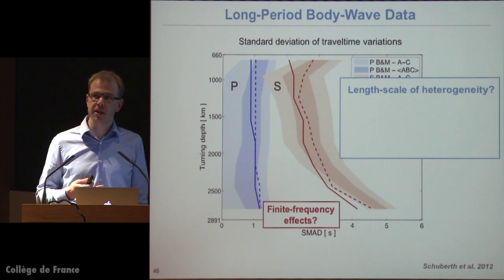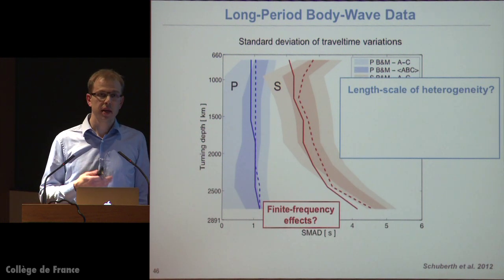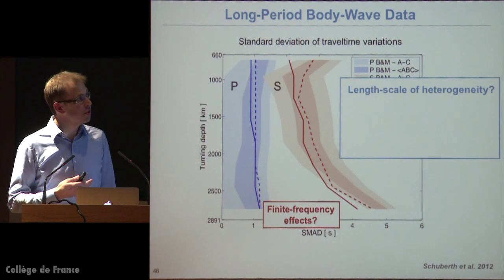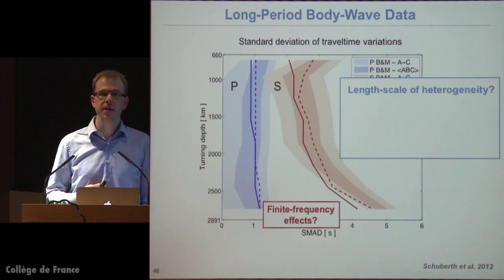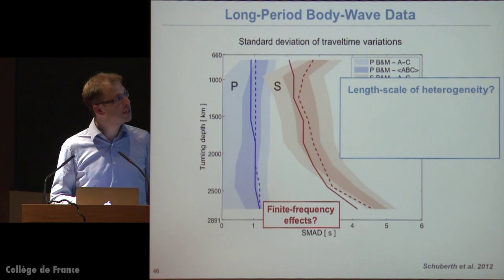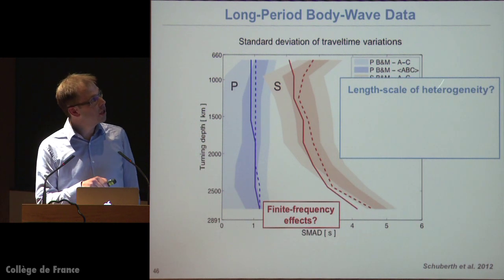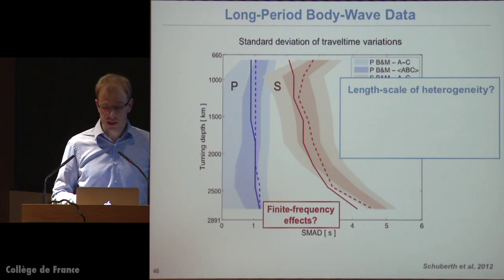If we speak about finite frequency effects, we have to think about the length scale of heterogeneity. It means that in our model, the length scale of heterogeneity is probably close to realistic. As I said, we resolve the thermal boundary layer thickness correctly in our models, but still this is something that we have to study in more detail in future. What are the effects of the length scale of heterogeneity?